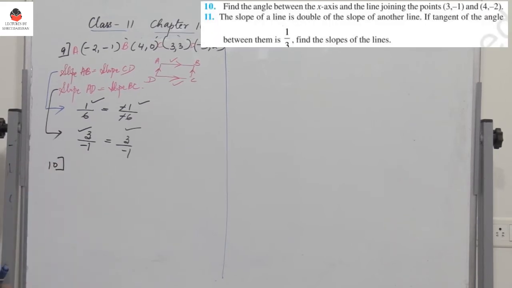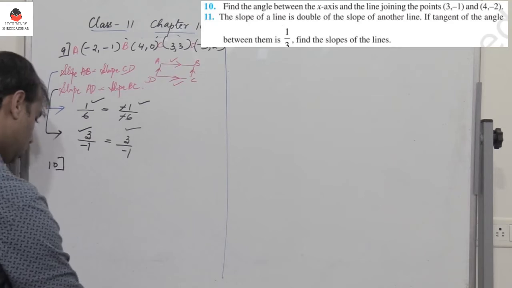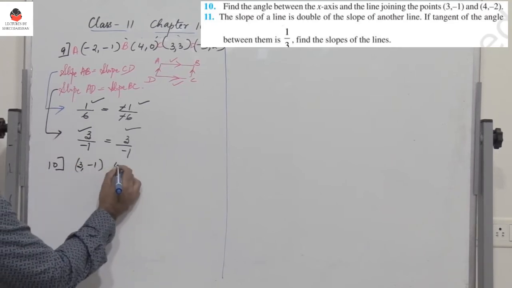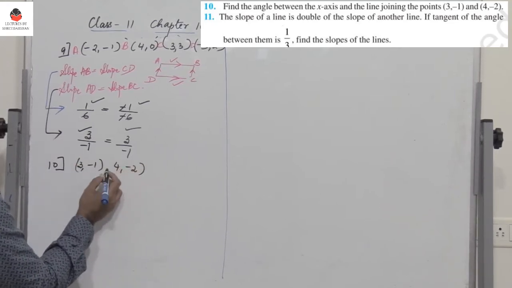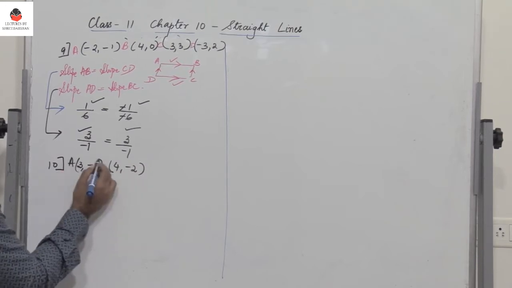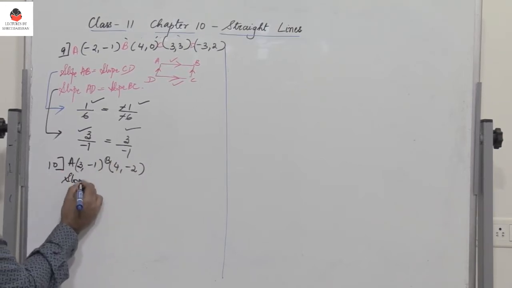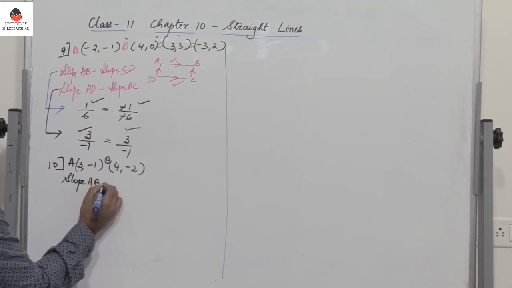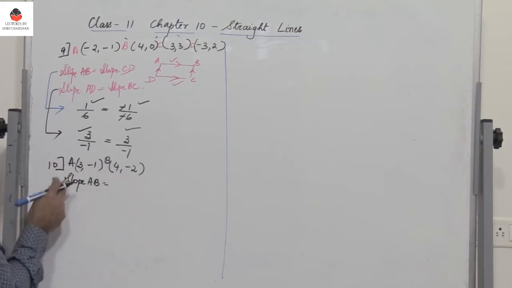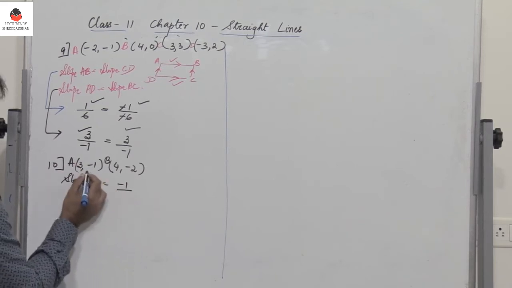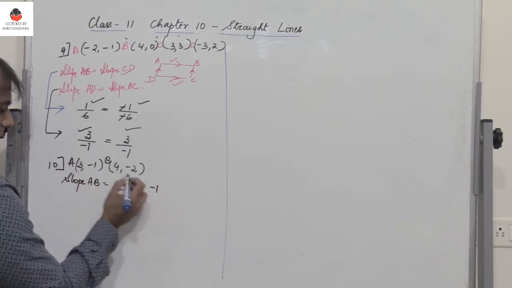Find the angle between the x-axis and the line joining the points (3, -1) and (4, -2). Let these be point A and point B. First, let me find the slope of AB. It's (-2 + 1), which is -1, divided by (4 - 3), which is 1. So the slope is -1.